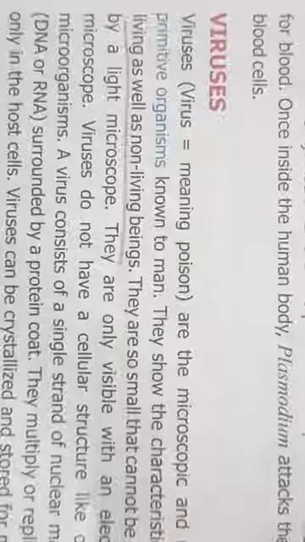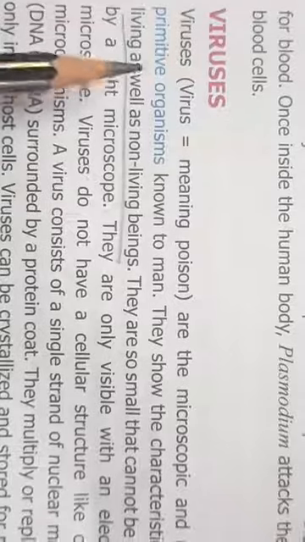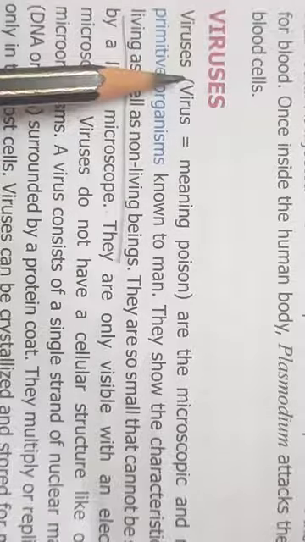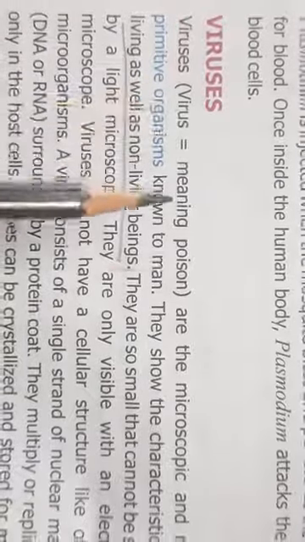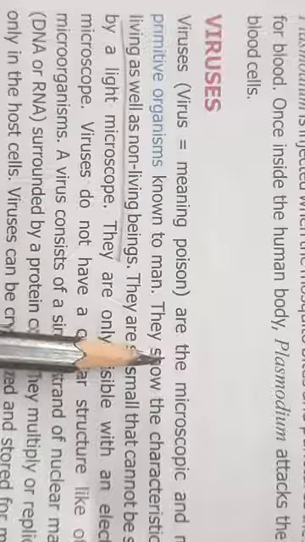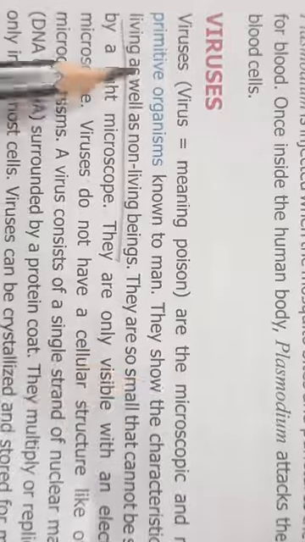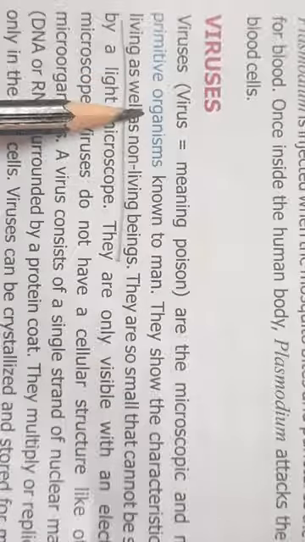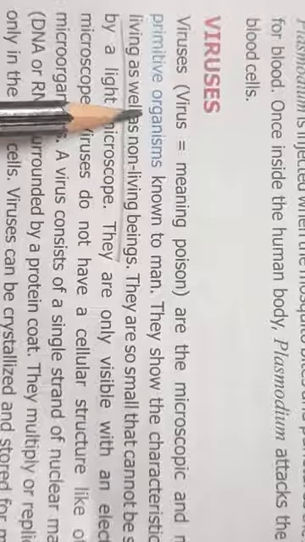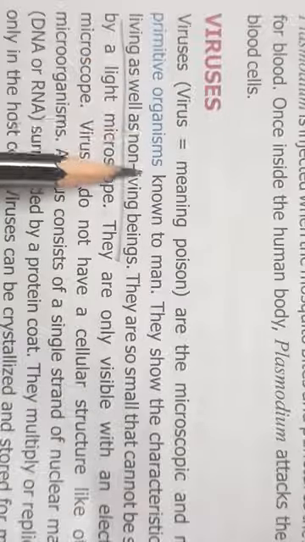Good morning, students. Let us start with the next kind of microorganisms, that are the viruses. Viruses are microorganisms which are microscopic. That means they are visible only through a microscope, and they are the most primitive organisms known to man. Primitive means the oldest. So these are the oldest organisms which are known to man.